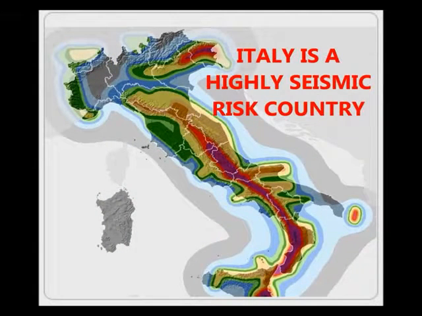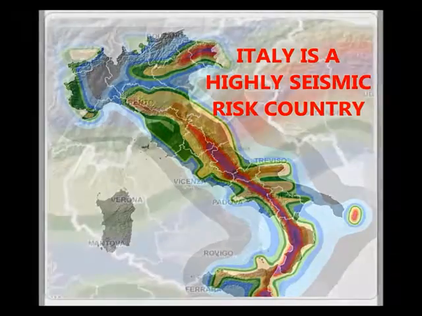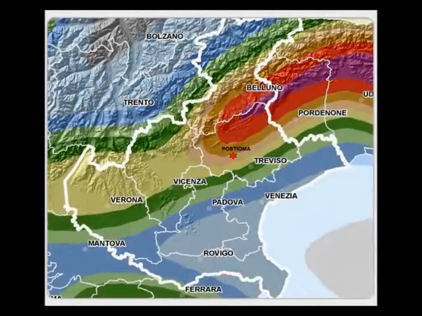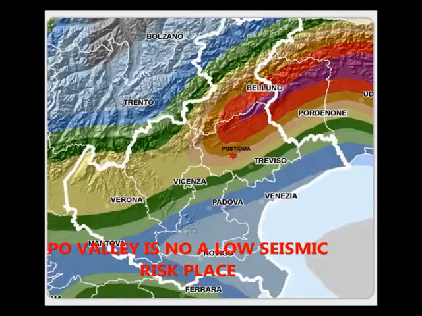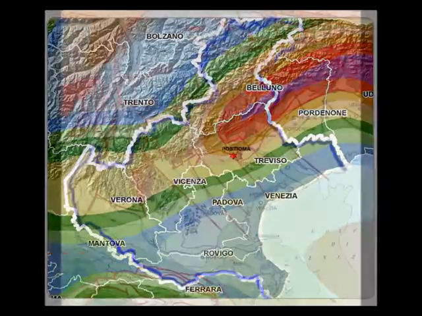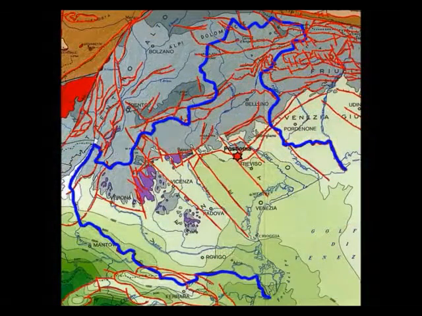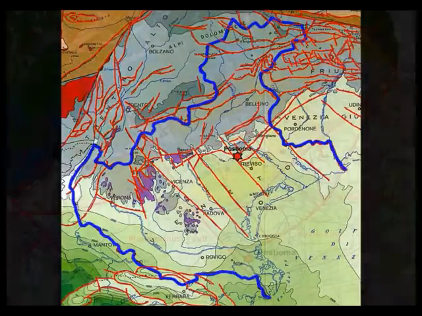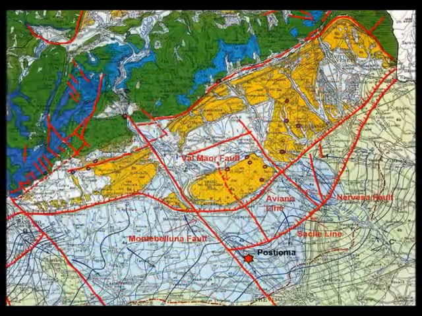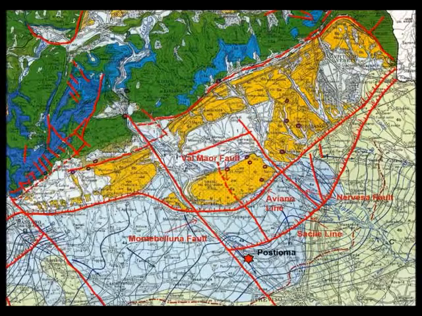To sum up, we can say that Italy is a highly seismic risk country. Although Italy doesn't have such a high frequency recurrence of earthquakes like Japan, our country has had quite a lot of earthquakes which have destroyed whole towns. We must not consider the Po Valley a low seismic risk place. We must take into account its varied geological structures.